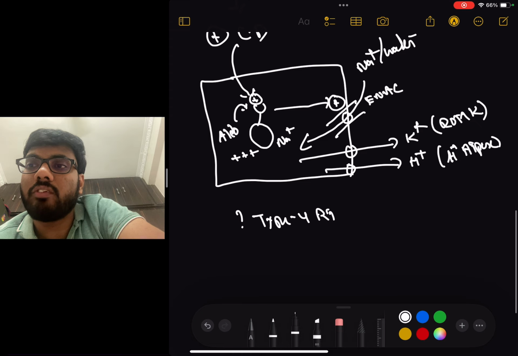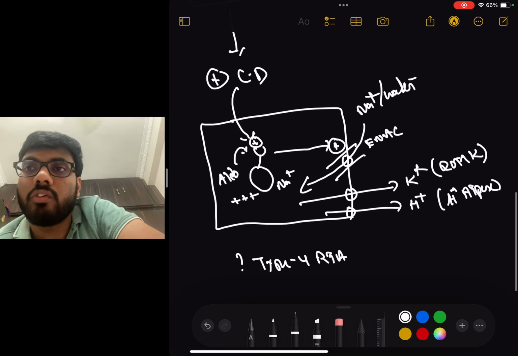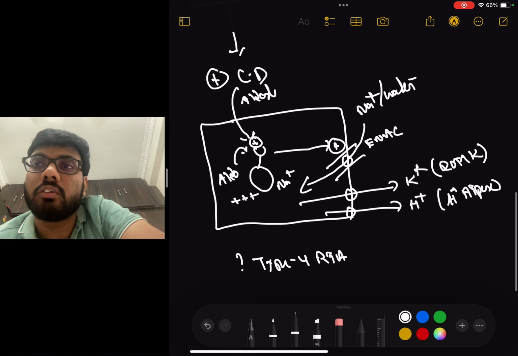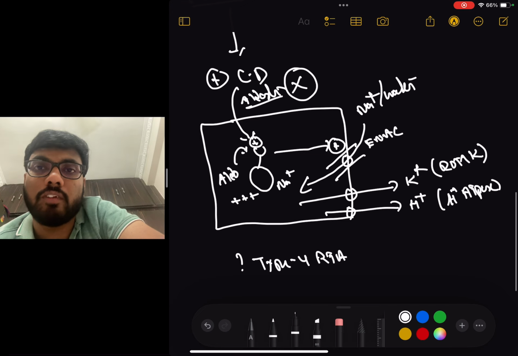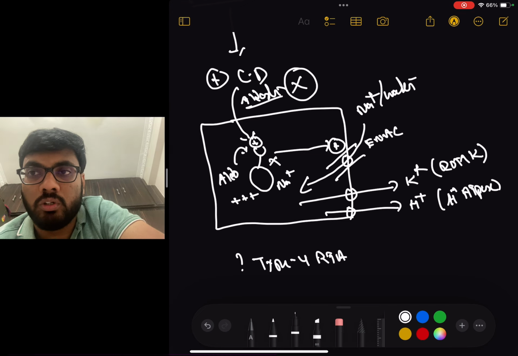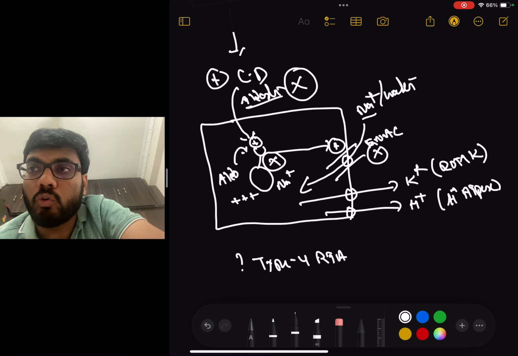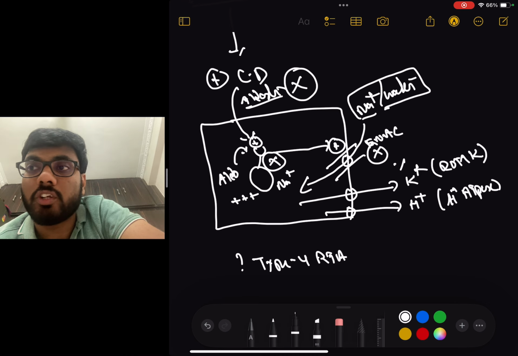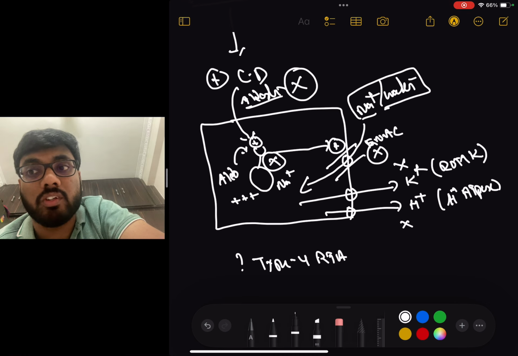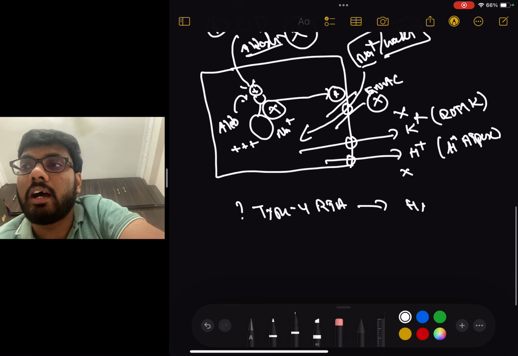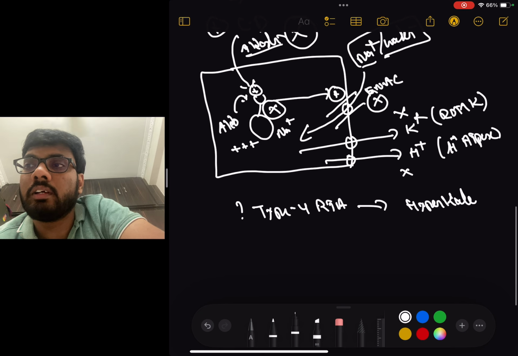RTA, why does the patient have hyperkalemia? Because first of all, there is no aldosterone. If there is no aldosterone, can it act on the aldosterone receptor? No. Are ENaC channels stimulated? No. There will be no sodium and water reabsorption, and there will be no excretion of potassium and H plus ion. That's why type 4 RTA has hyperkalemia and metabolic acidosis.